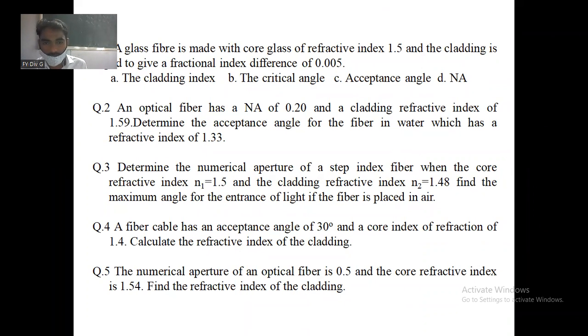Determine the numerical aperture of a step index fiber when the core refractive index N1 is equal to 1.5 and the cladding refractive index N2 is equal to 1.48. Then find the maximum angle for the entrance of light if the fiber is placed in the air. What is mean by the angle of the entrance of the light? इथलं काय होतं मीनिंग? कुठला आपल्याला अँगल हा फाइंड करायचा आहे?